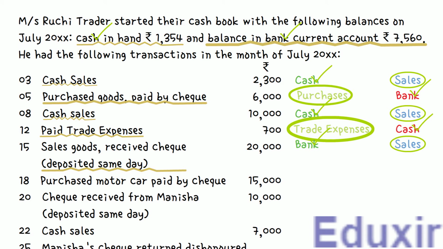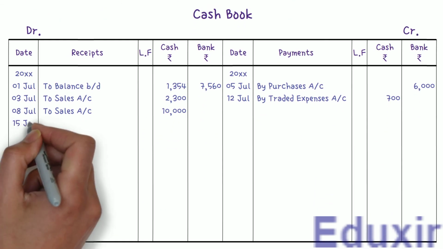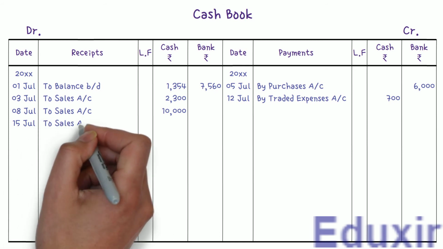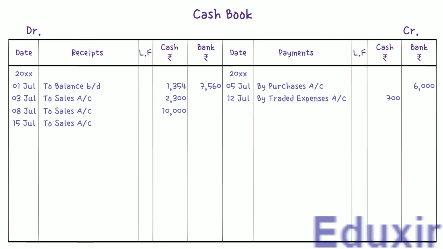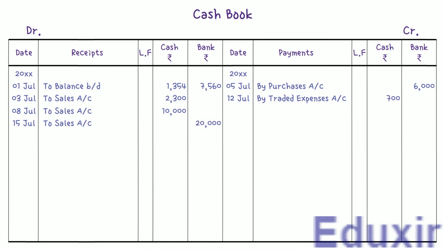With this analysis at our disposal, let us proceed with the posting of this entry to the debit or receipt side of the cash book. Let us first record the date. Let us then record the sales account into the receipts column of the cash book. Let us then record the debit amount of 20,000 rupees into the bank column. With that, we have completed the posting of this transaction into the cash book.